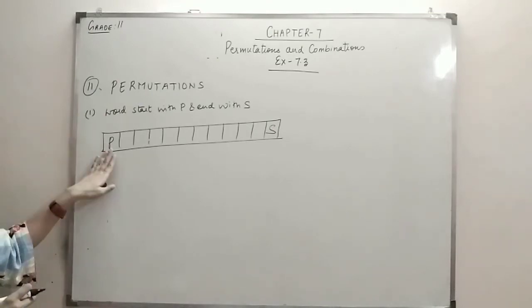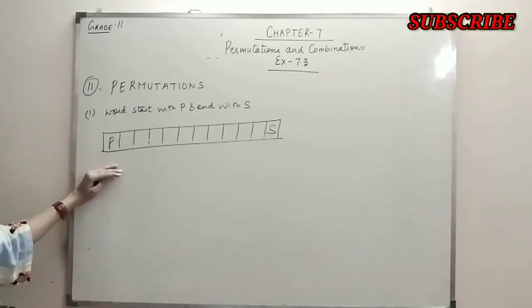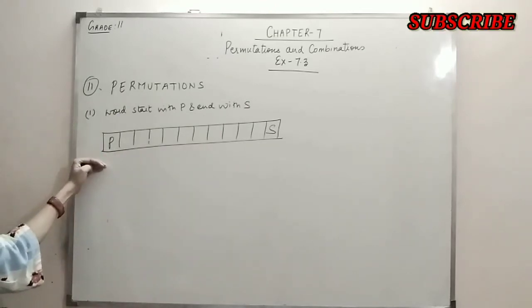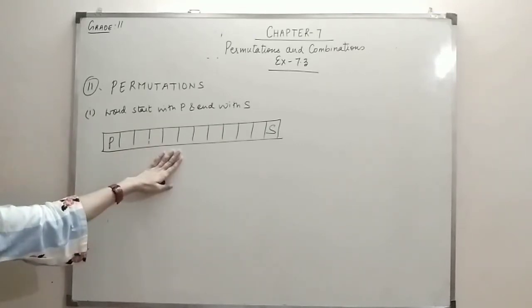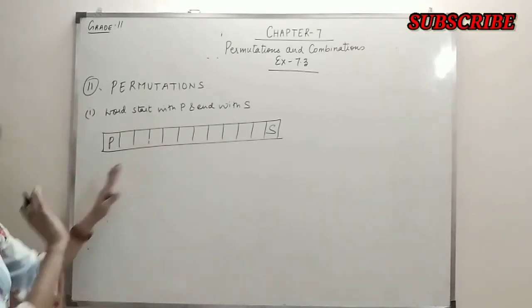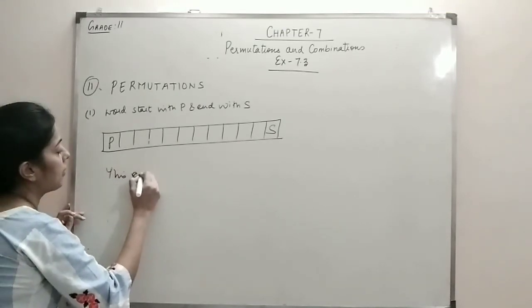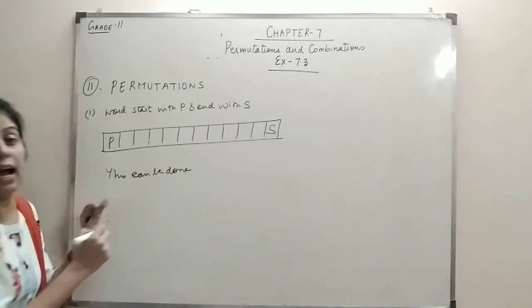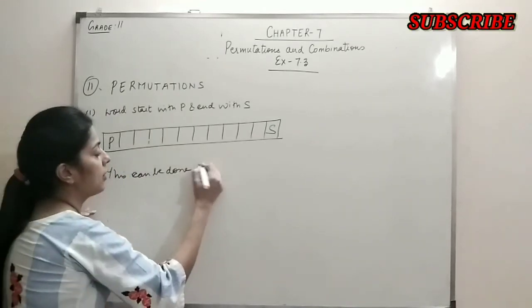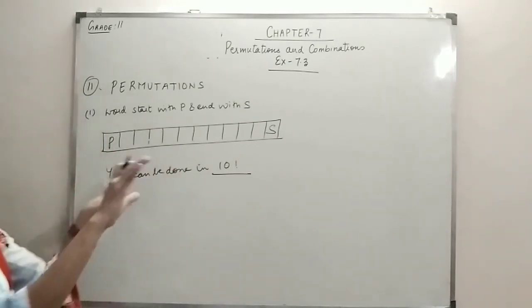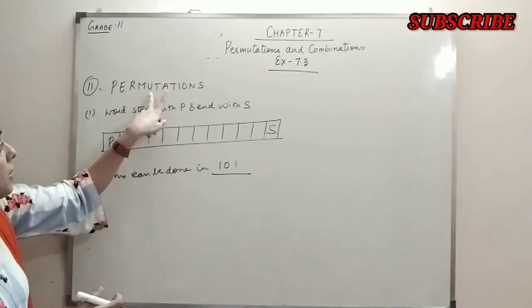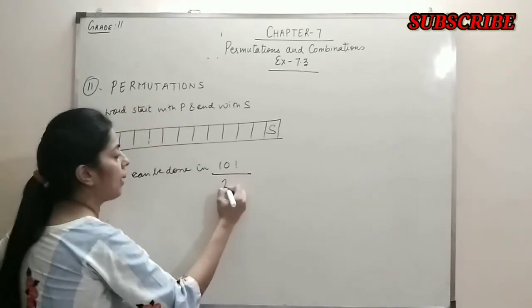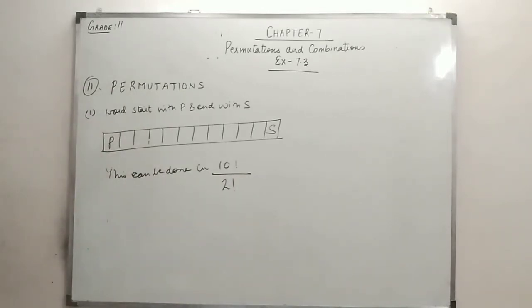It's clear? For the word starting with P and ending with S, we have to arrange the remaining 10 letters in the 10 vacant places. This can be done in how many ways? The total is 10 factorial, but T is repeating in that. T is repeating how many times? 2 times. So we'll divide it by 2 factorial. Now you have to solve it, and then you will get your answer.